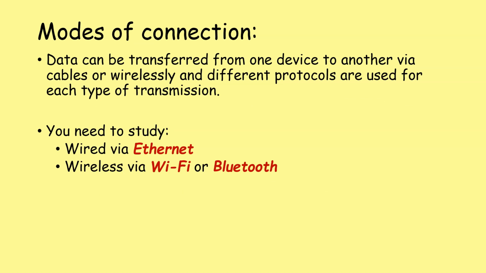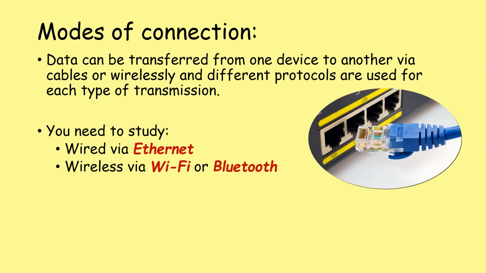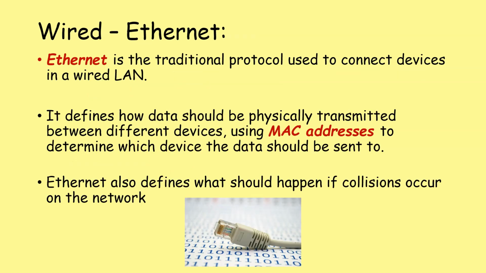Data can be transferred from one device to another via cables or wirelessly, and different protocols are used for each type of transmission. For this syllabus, you need to know about wired via Ethernet and wireless via Wi-Fi or Bluetooth. Ethernet is the traditional protocol used to connect devices in a wired local area network.